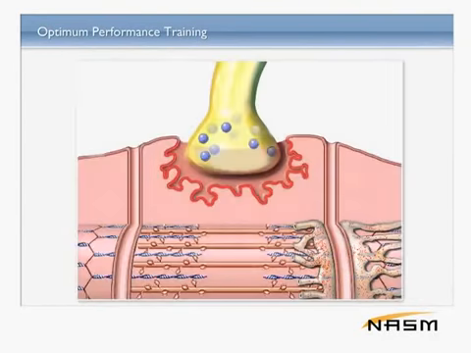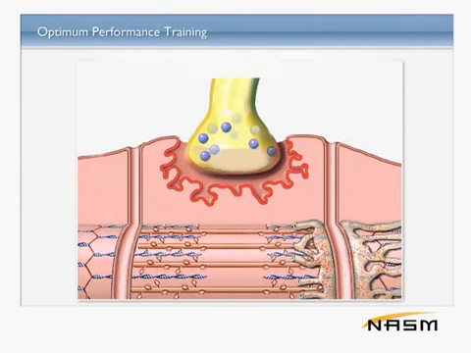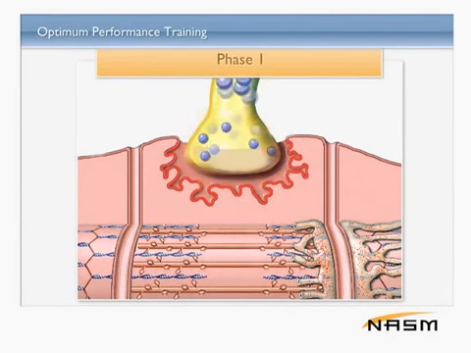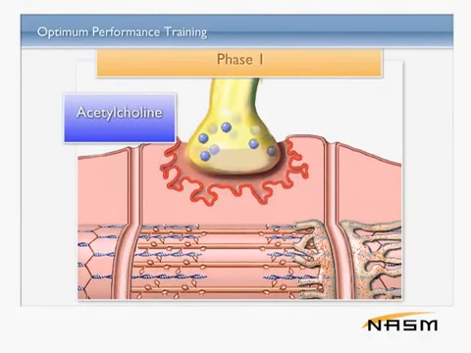Now let's put the two processes together to show how the process occurs in its entirety, known as the excitation-contraction coupling. Phase 1. A nerve impulse, action potential, is transmitted through the neuron and down the axon to where the axon meets the muscle fiber, neuromuscular junction, and releases acetylcholine, or ACH.